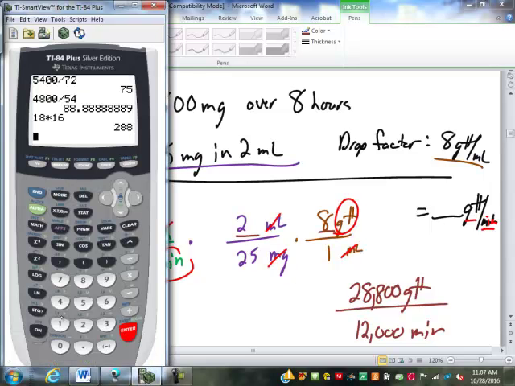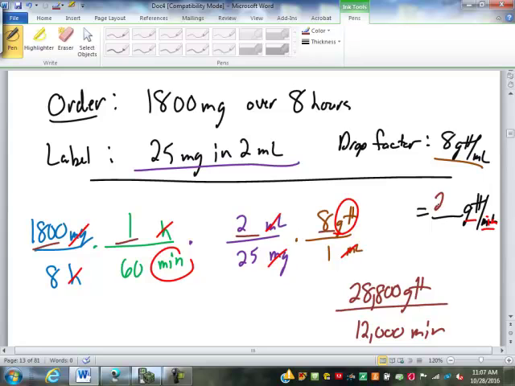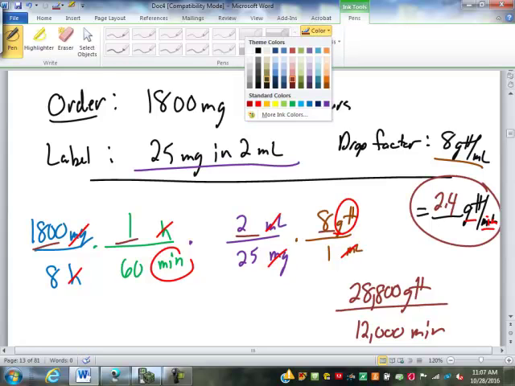So 2,800 divided by 12,000. Oops, I'm just leaving out some zeros. 2.4 drops per minute. Is that what you came up with? That might be running a little slow. Oh, well, that's what I get for making up my examples on the fly.